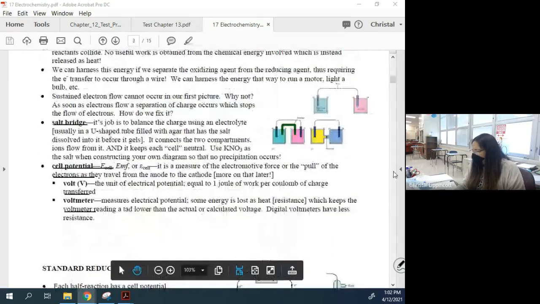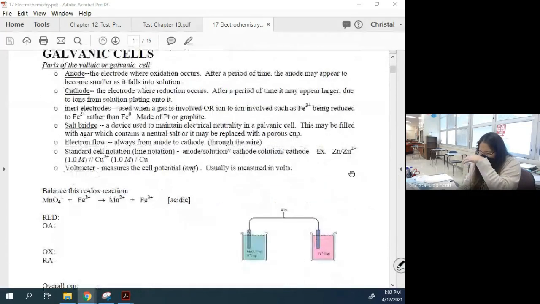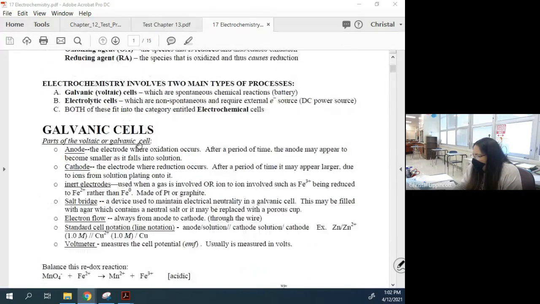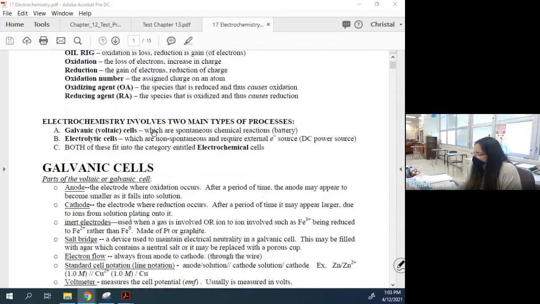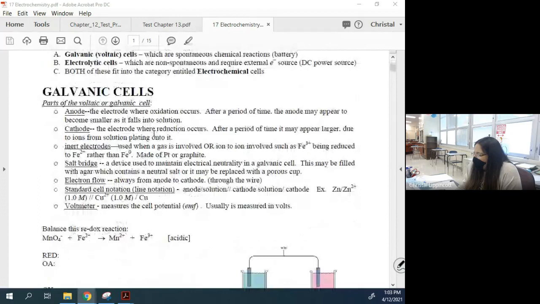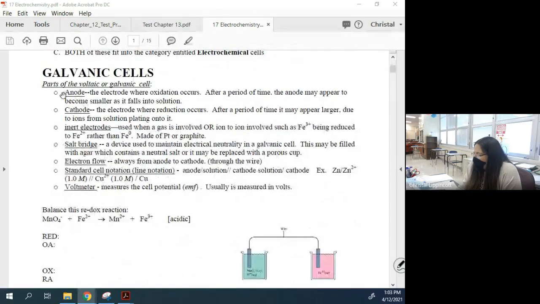So just to recap, I guess it's probably a good thing to recap anyway. We talked about galvanic cells, and remember this goes back to our oxidation and reduction information. Oxidation is the loss of electrons, reduction is the gain of electrons. We did these back last year. We have an anode and a cathode that we work with in these galvanic cells.